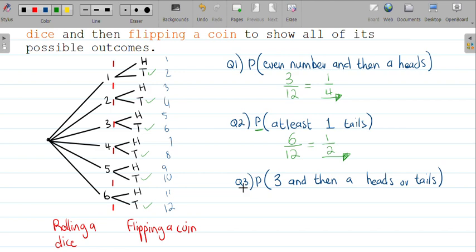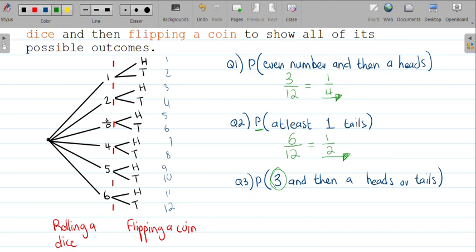Okay, and then lastly, question number 3, what is the probability of rolling a 3? So it has to be a 3, guys, and then a heads or tails. Let's have a look at this. Remember, guys, we only want a 3. We do not want any other number. So none of those other numbers, just the 3.